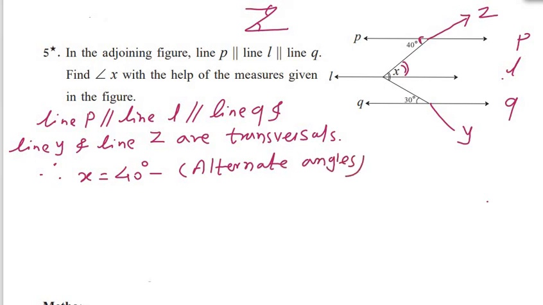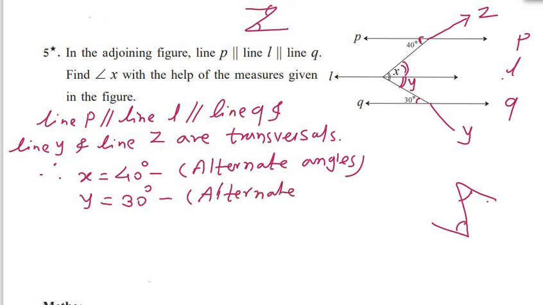Now here we do not know which angle is there. Here let us suppose y. Suppose this is y. Okay, now tell me, angle y and this 30, they are also C, Z, that means alternate angles, and therefore I write here y is equal to 30 degree because alternate angles. Y is also 30 degree because alternate angles. But where to find x?